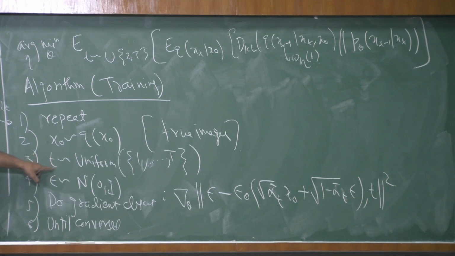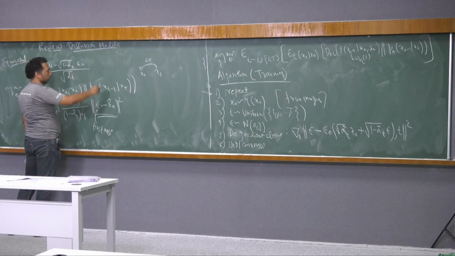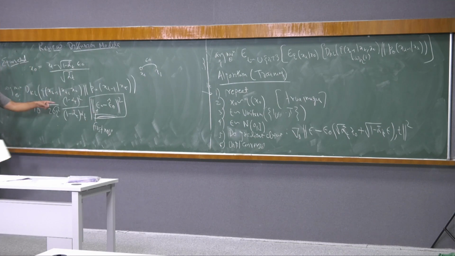Then I will take a t which is uniform from 1 to T, so I will pick any of the time steps. Then I will take an epsilon noise from the standard normal, and eventually it boils down to minimizing this. Minimizing the KL divergence term is just minimizing this. I have not put the eta term, but you can use eta as well with the scheduling. Then you will be doing gradient descent with respect to eta also, minimizing the loss over those, because the schedulers are tied to this alpha t.